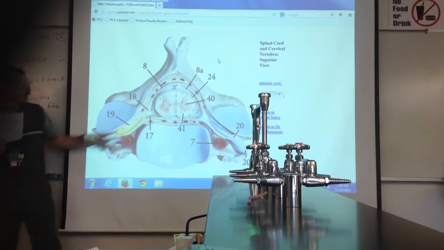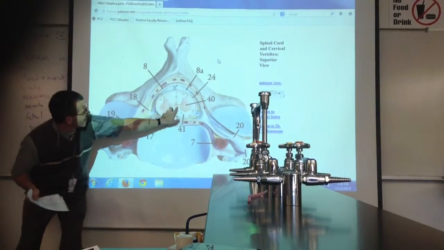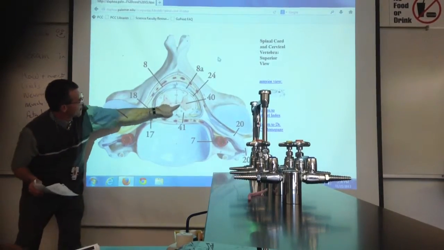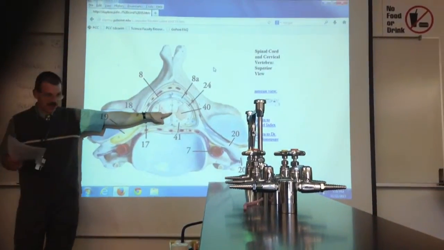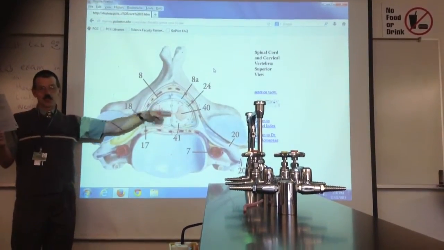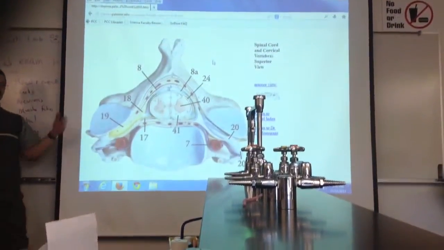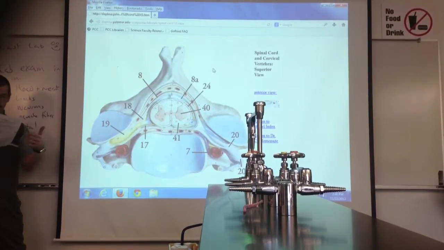Can you show me that? Yeah, right there. It's the thing that frames kind of the central canal. Indeed, in the center of the commissure is the central canal. So the central canal is in the middle of the gray commissure that connects the two butterfly halves together.